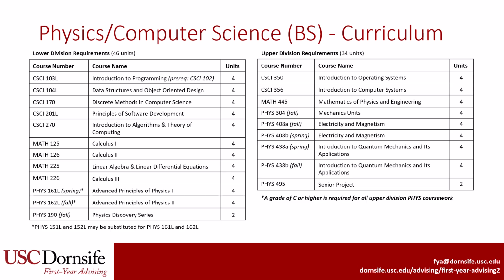And finally, we have the Physics and Computer Science major. The Physics and Computer Science BS is an interdisciplinary Bachelor of Science degree with courses in Dornsife and Viterbi, the School of Engineering. The lower division requirements consist of 45 units of computer science, mathematics, and physics, followed by 34 units of upper division courses. This major is popular among students interested in computer science and its application within the field of physics.